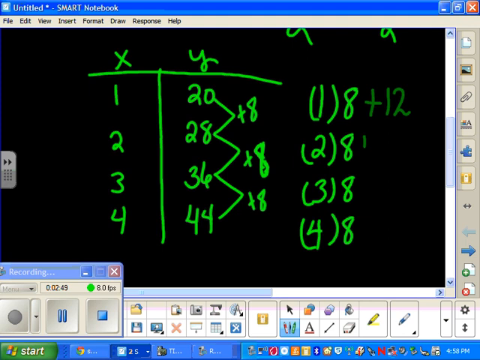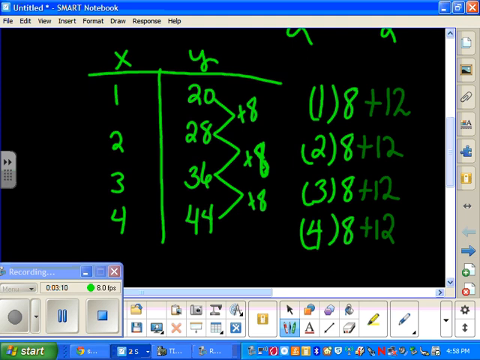And then make sure that adding 12 will work for this one. 2 times 8 is 16. 16 plus 12 is 28. If I add 12 to this one, 3 times 8 is 24 plus 12 would give you my 36. And 4 times 8 is 32 plus 12 would give me my 44.